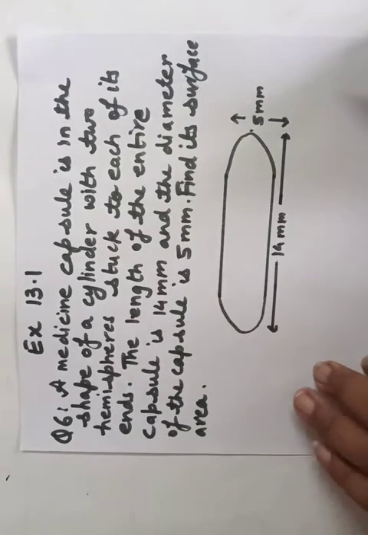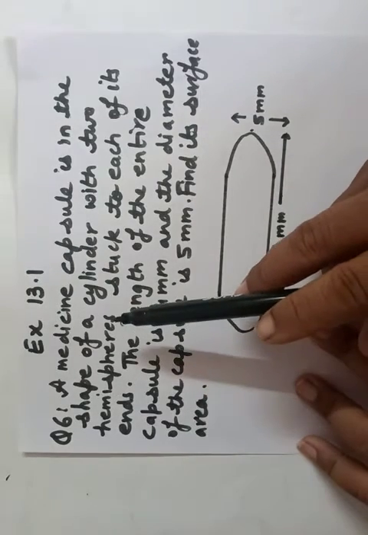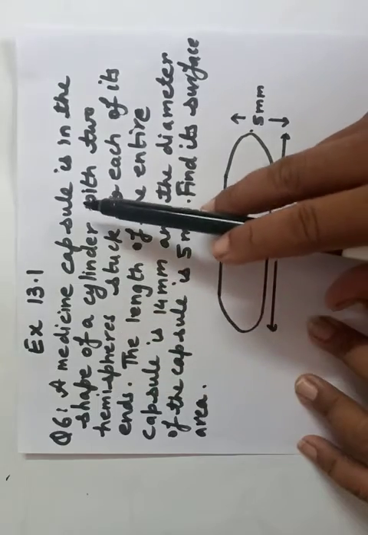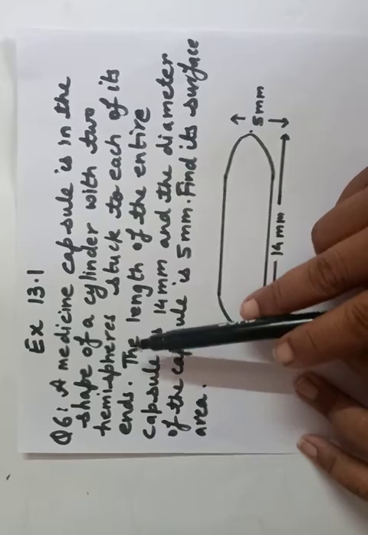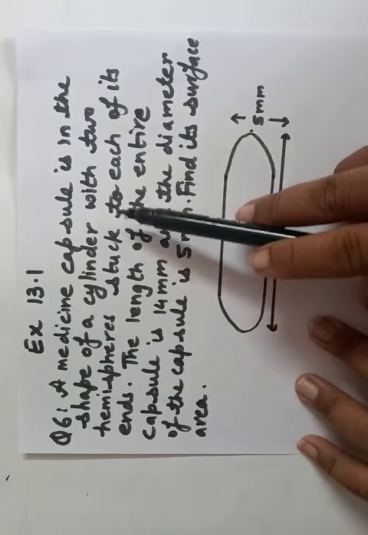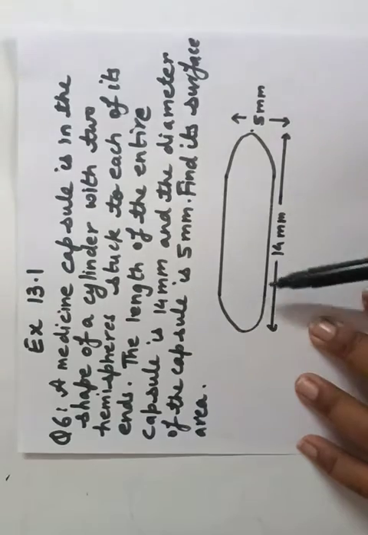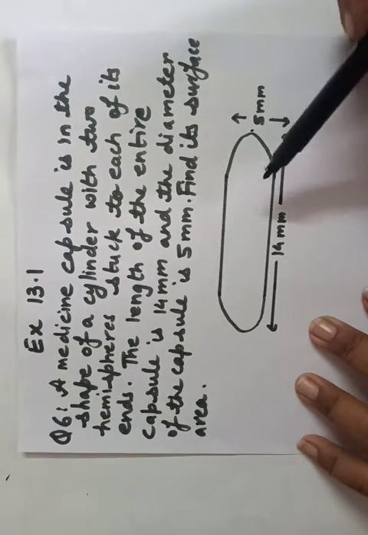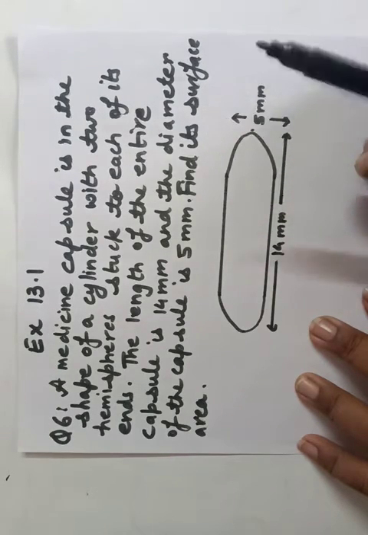Hello students, welcome again. Now I have taken question number 6 of exercise 13.1. A medicine capsule is in the shape of a cylinder with two hemispheres stuck to each of its ends. The length of the entire capsule is 14 mm and the diameter of the capsule is 5 mm. Find its surface area.